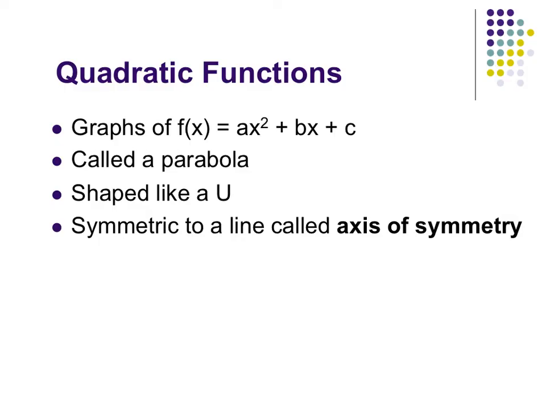So quadratic functions, okay, are functions that have x squareds in them. This form right here is called quadratic form. And that is, you have an x squared and you have an x. The a is in front of the x squared, the b is in front of the x, and the c is the constant that's by itself. Obviously, we know this to be a parabola. It is shaped like a U, and it is symmetric to a line called your axis of symmetry. So it's also going to ask you to identify an axis of symmetry in this section.